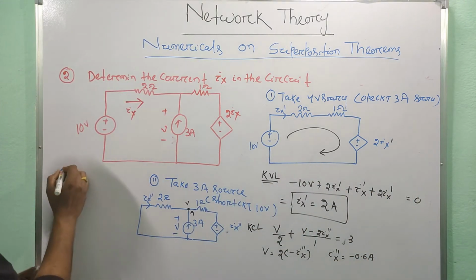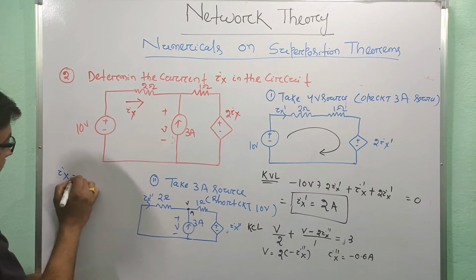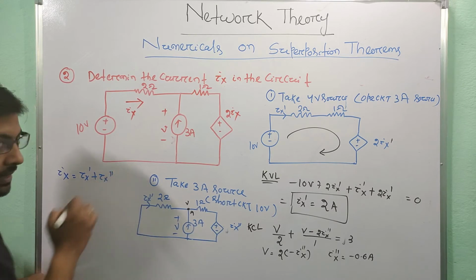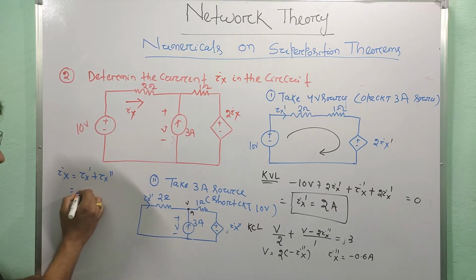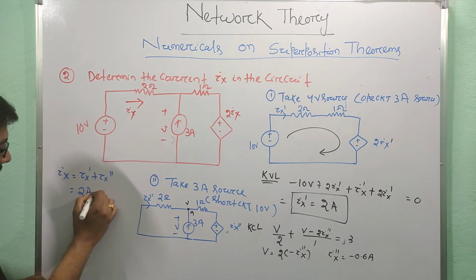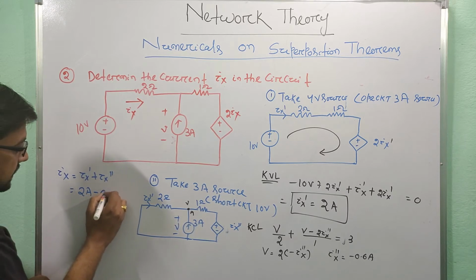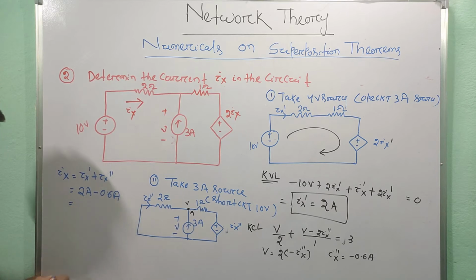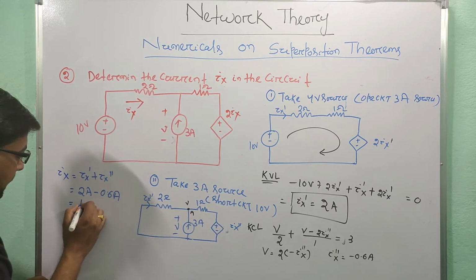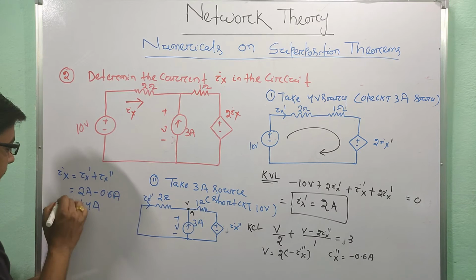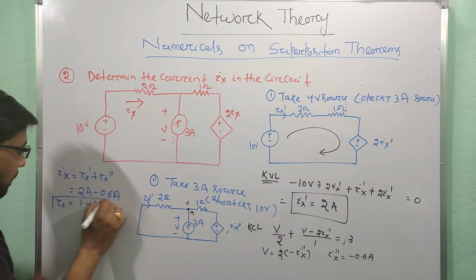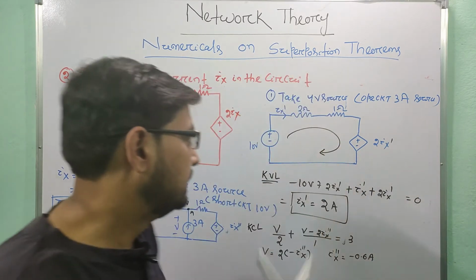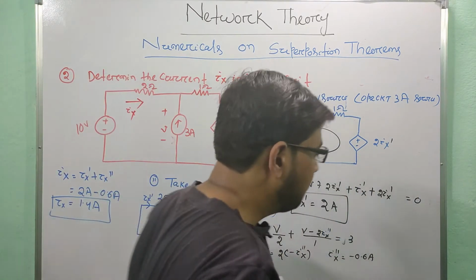ampere, then total current Ix is equal to Ix dash plus Ix double dash, that is equal to 2 ampere minus 0.6 ampere, so 1.4 ampere. So Ix value is 1.4 ampere. By applying superposition theorem, this is the solution of this problem.